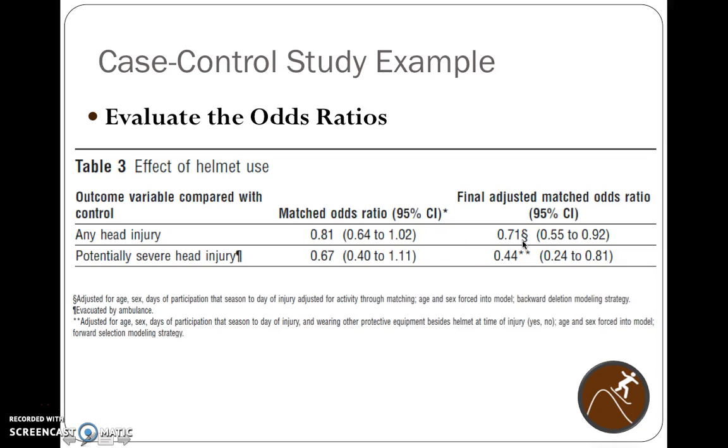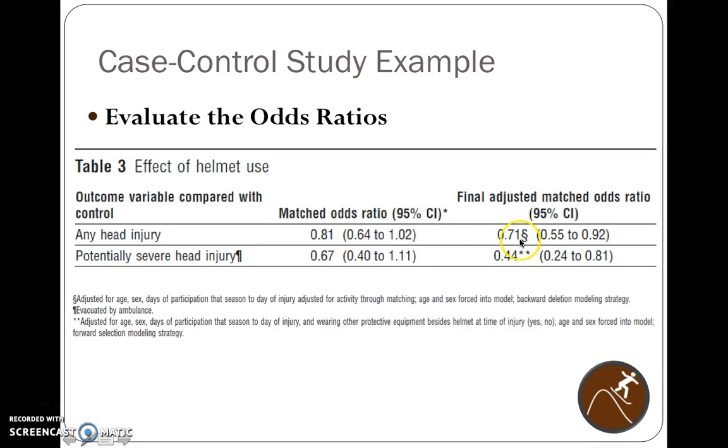So you should be able to, upon watching those videos, look at these and see, oh, 0.81, that effective helmet use, this seems to be protective at preventing against any head injury. However, it just barely misses statistical significance. If this makes no sense, you'll want to watch those videos and be able to make sense of it.